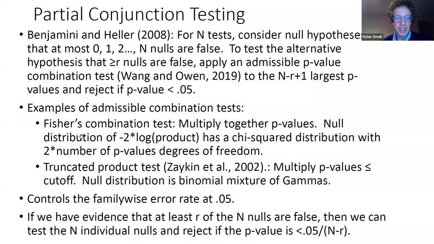By doing these combination tests, we can actually control the family-wise error rate at 0.05. And if we have evidence that at least R of the N nulls are false, then we can test the N individual nulls and reject those with p-values less than 0.05 over N minus R. So we don't have to pay the full Bonferroni price. We just have to pay the price of the minimum number of nulls that could be true.